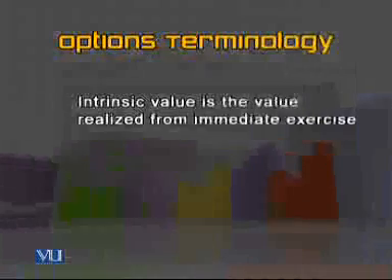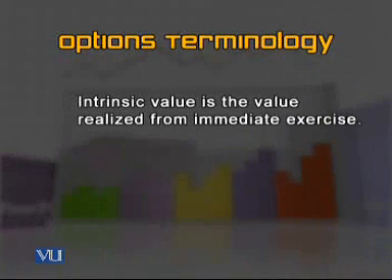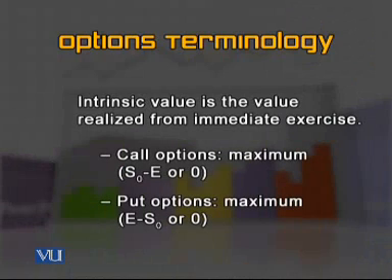In the money and out of the money are two different kinds of options. They're not kinds actually. They tell you about the monetary value of the option. There is an intrinsic value. Intrinsic value is the value realized from immediate exercise. I just talked about in the money option. So intrinsic value is the value realized from immediate exercise.